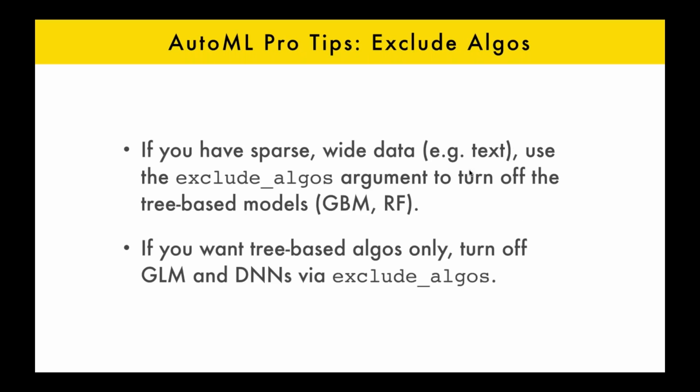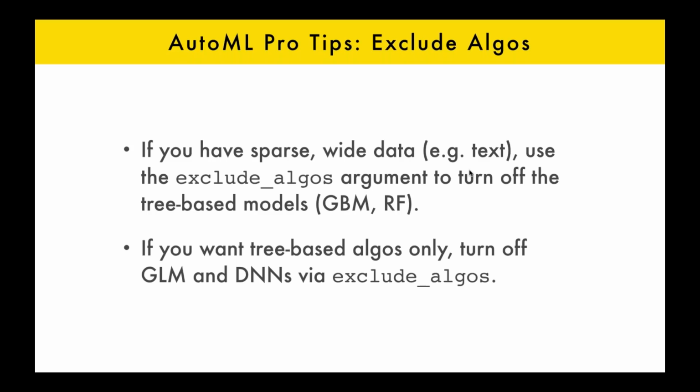Okay, so here's a new argument that we just added in 3.18, which came out, I think, last week. A couple of users had asked for this. They said, I have text data or wide data and sparse data, and they didn't want to use the tree-based algorithms. They knew that they wanted only GLMs or only deep neural nets or something like that.